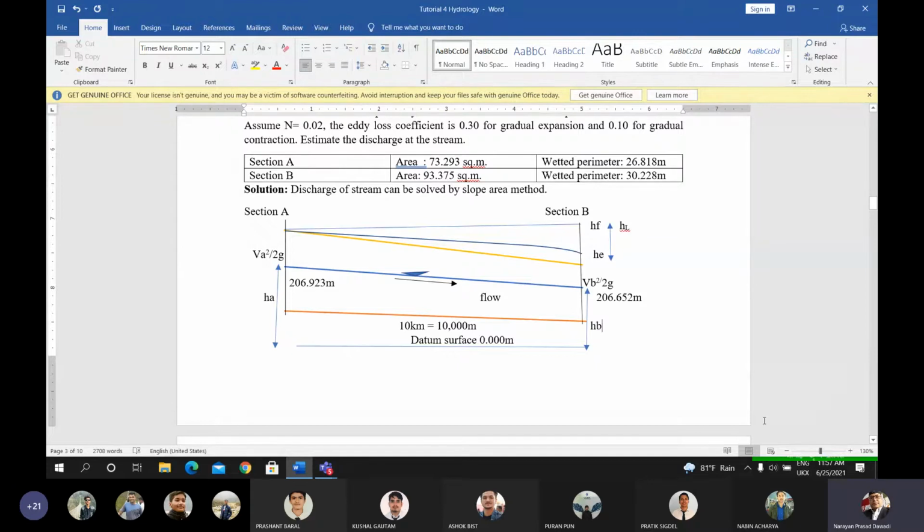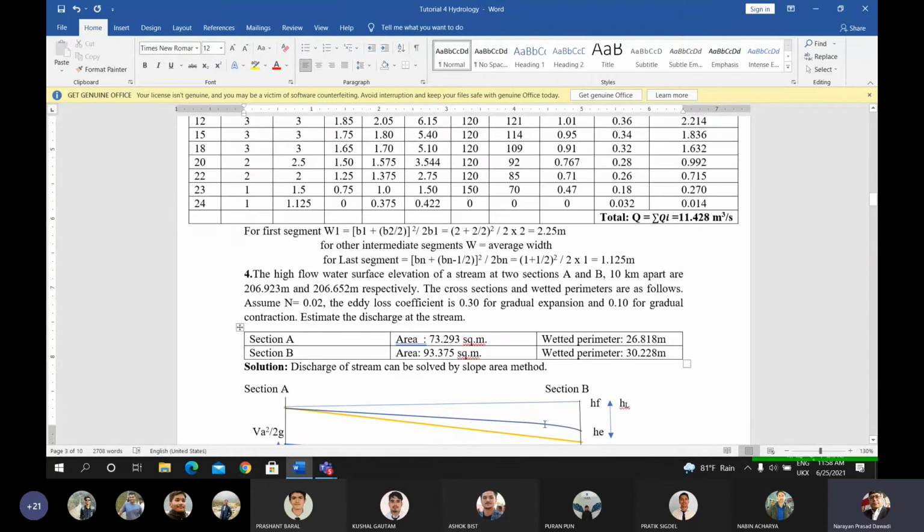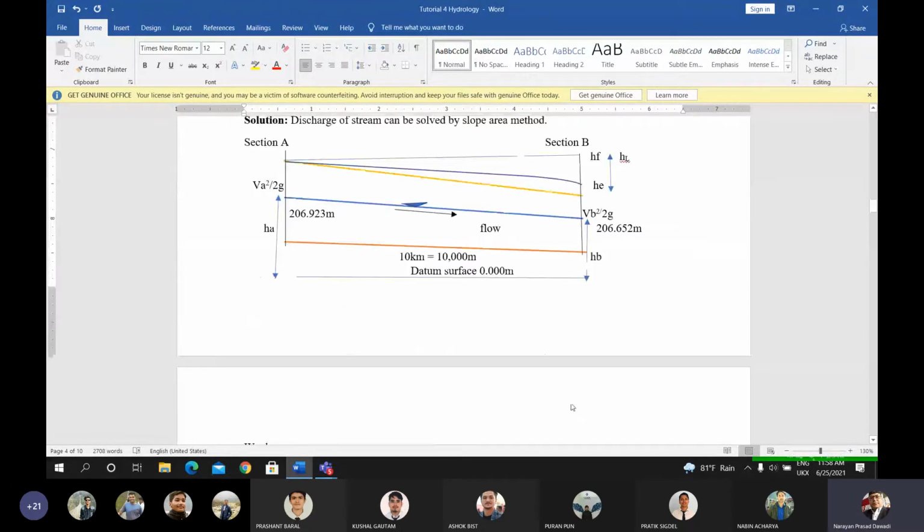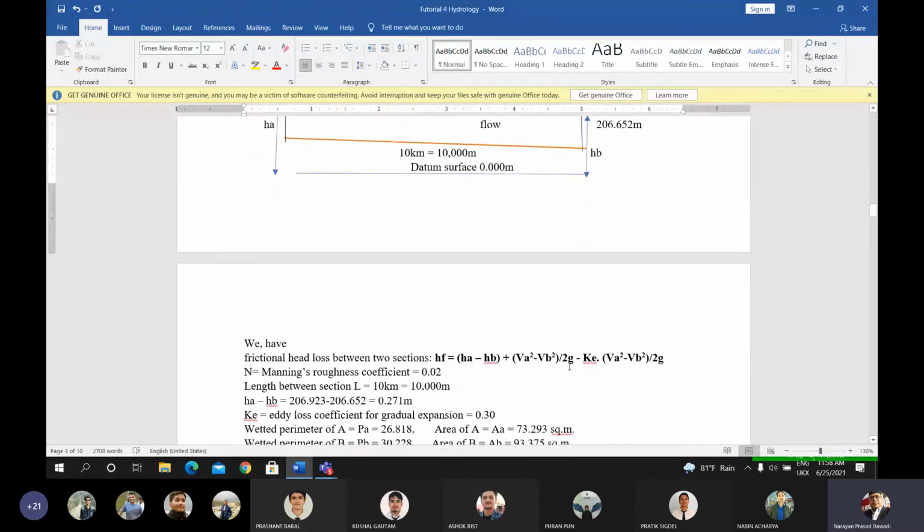Then using the Bernoulli principle, HA plus VA square by 2g should equal HB plus VB square by 2g plus HL. That means HB plus HE. Okay, the HF will be HA minus HB plus VA square by 2g minus VB square by 2g minus HE. That will be the value of HF. Okay, and this is done here. HF is equal to HA minus HB plus VA square by 2g minus VB square by 2g minus, and the coefficient of eddy loss is considered to find the HE. Okay, KE times VA square minus VB square by 2g. This is the coefficient of eddy loss KE.